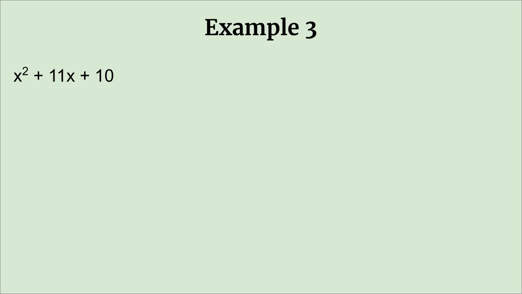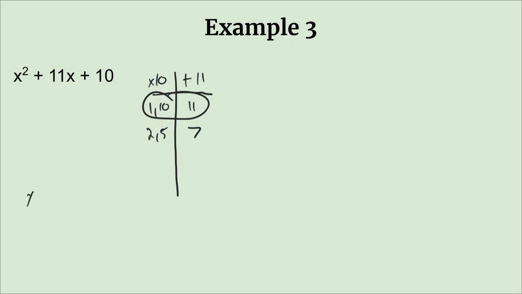Go ahead and try this one on your own before I go through it, and the rest of them after this. So t-chart for 10, we're multiplying to 10, adding to 11, we've got 1 and 10, 2 and 5, which would be 11 and 7. So we'll have x plus 1, x plus 10.